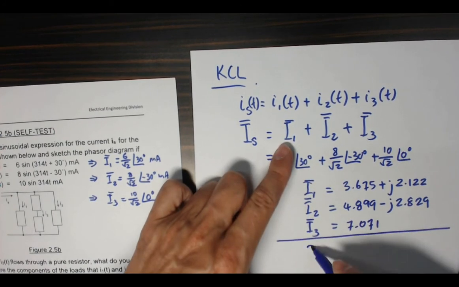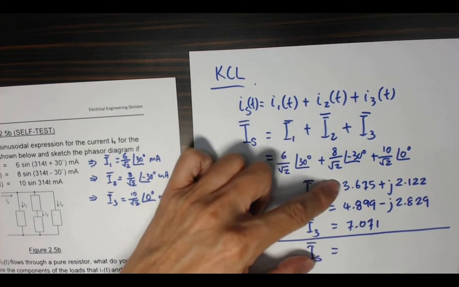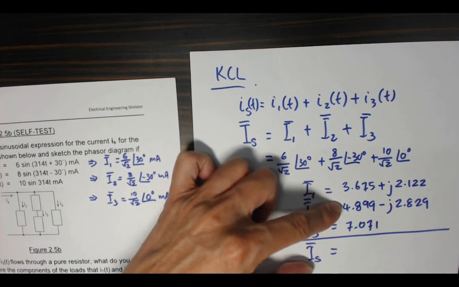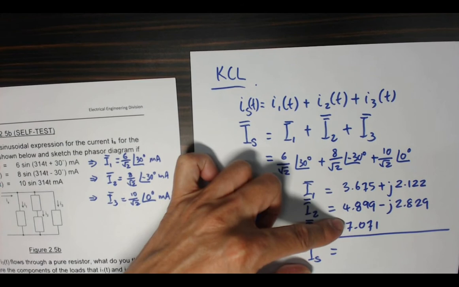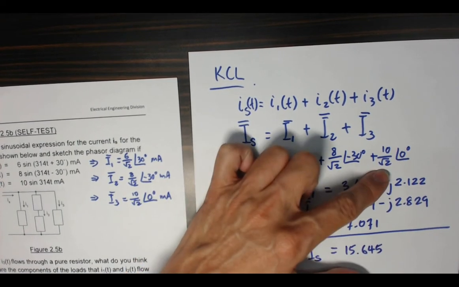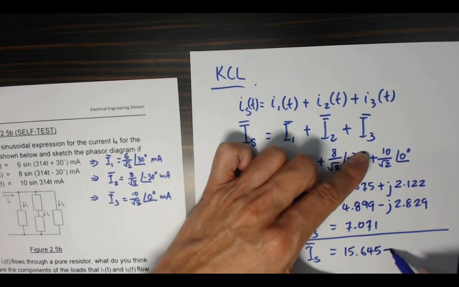Now all I need to do is for IS, I need to sum everything up, right? So I will get 3.675 plus 4.899 plus 7.071. That gives me 15.645, and on the imaginary side is 2.829, that's minus j 0.707.